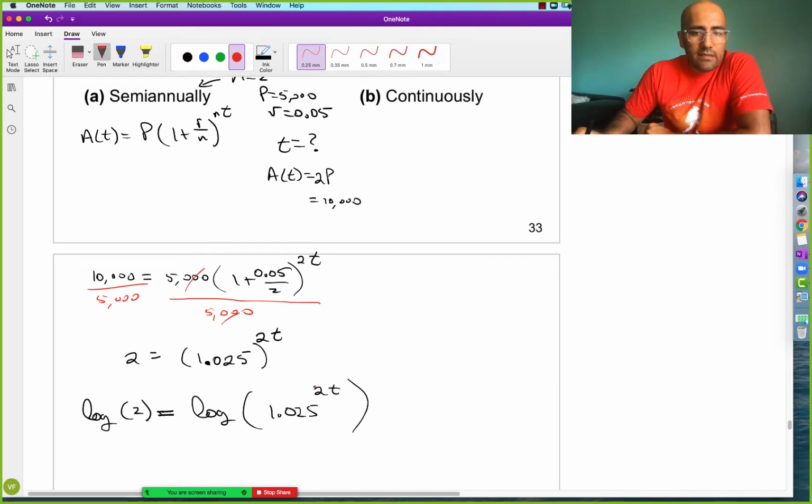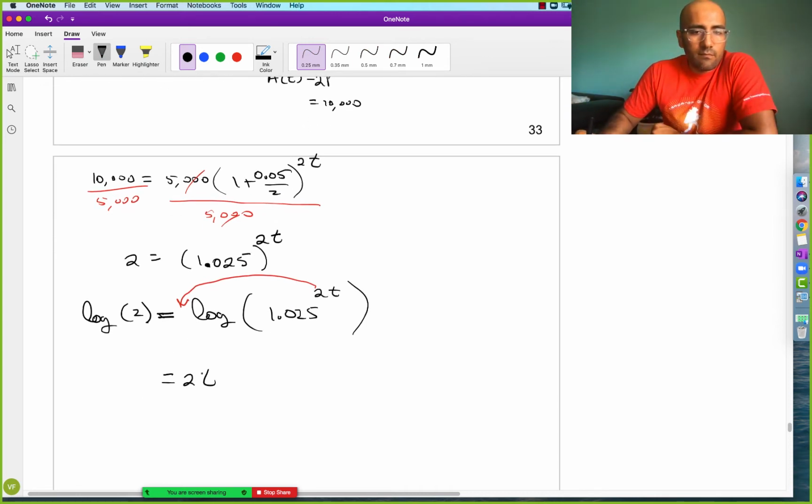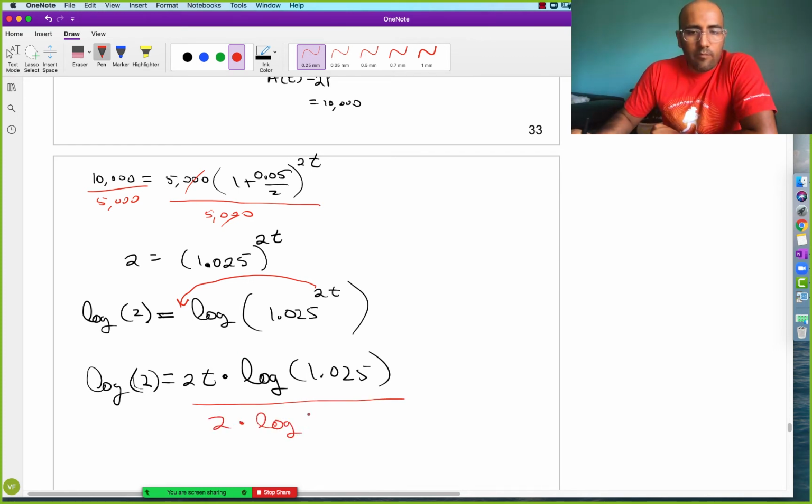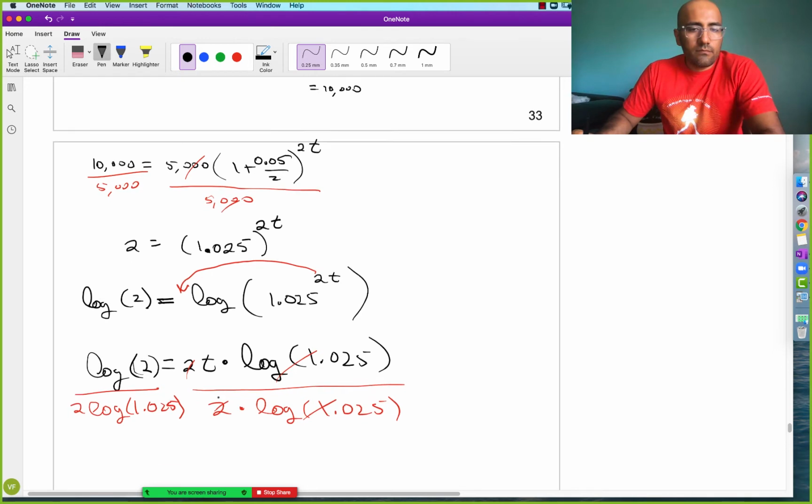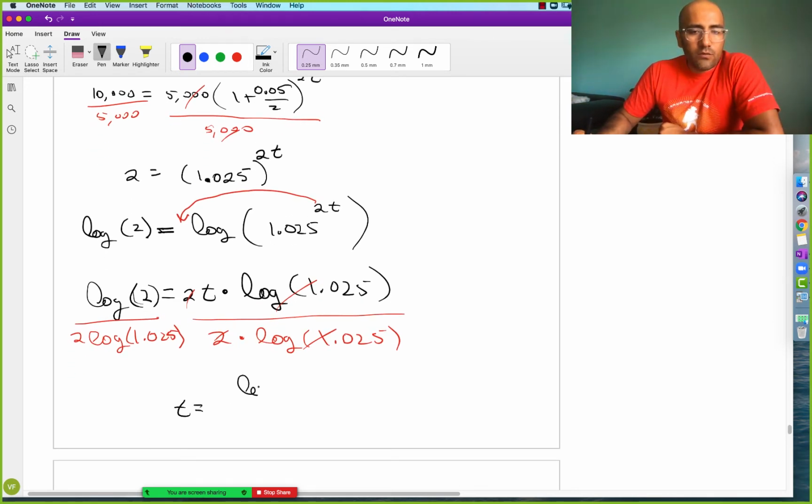Right, so now this exponent gets to be brought down like a linear factor, and I'll end up with 2t times log of 1.025, and then log of 2. Divide both sides by 2 times log base 10 of 1.025, and we solve for t. So t is going to be equal to log of 2 divided by 2 times log of 1.025.